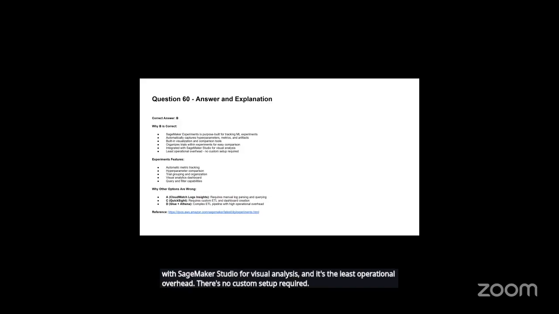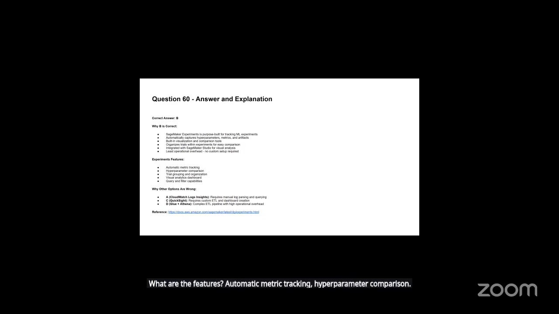What are the features? Automatic metric tracking, hyperparameter comparison, trial grouping and organization, visual analytics dashboards, and query and filter capabilities. Why are the other answers incorrect? So CloudWatch Logs Insights requires manual log parsing and querying. QuickSight requires custom ETL and dashboard creation. And then Glue and Athena is a complex ETL pipeline with high operational overhead.